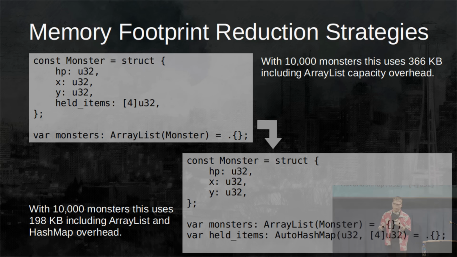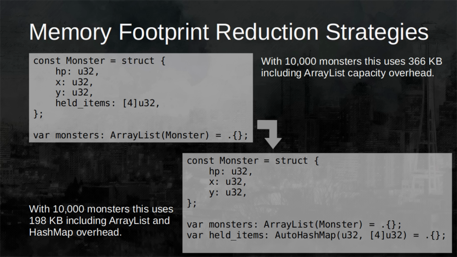And if we do the math, and I did a whole bunch of scripts to calculate these numbers, there'll be links. There'll be a gist link, the slides at the end, so you can check my work if you want. Just go download it later. You can play with it. But anyway, I did the math. With 10,000 monsters, we went from 366 to 198 kilobytes, including the overhead from these data structures. The savings are there. And that's with only 10% of monsters holding something.